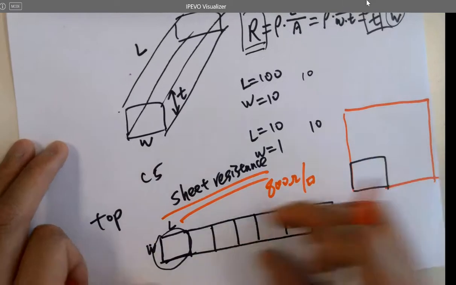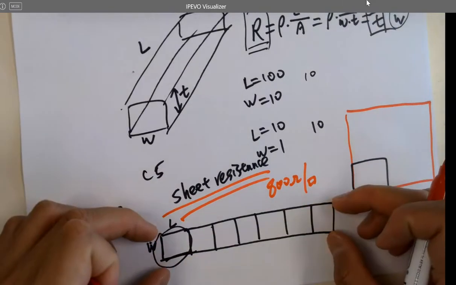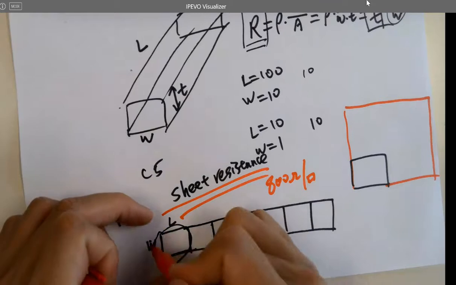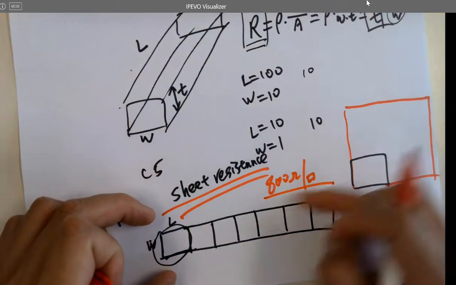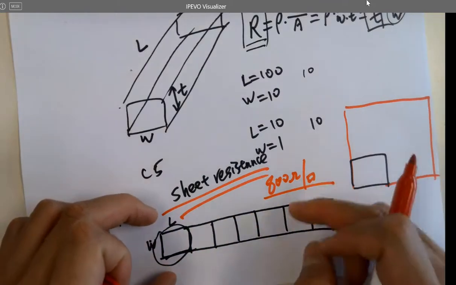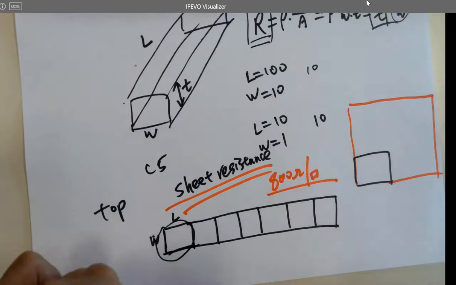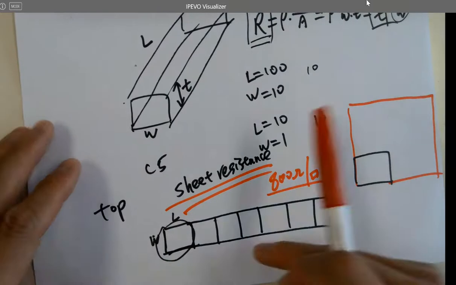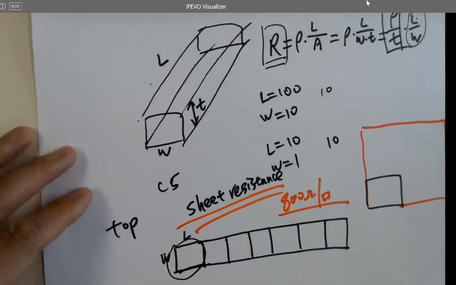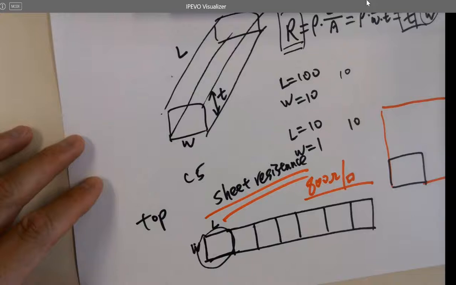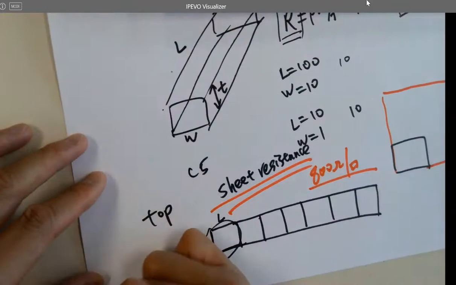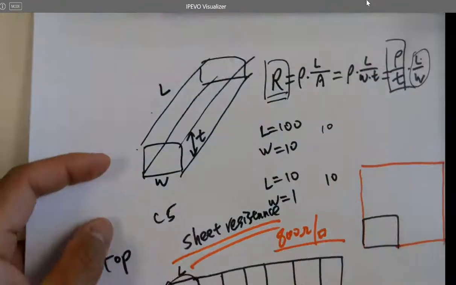So if you have a certain length here, and over W, you get the ratio, and times 800, you get how many squares, which means how many 800 ohms you have in the resistor. So you can design any arbitrary resistance for the resistor under unwell. Make sense? So that's unwell resistor, how to calculate the resistance of it.